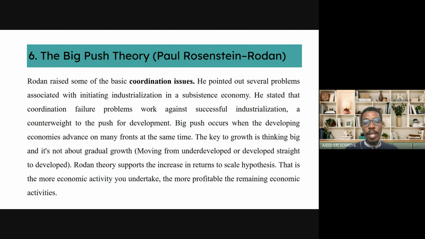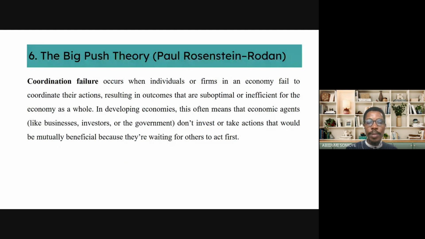Rodan's theory supports the increasing returns to scale hypothesis. That is, the more economic activity you undertake, the more profitable the remaining economic activities. What are coordination failures? Coordination failure occurs when individuals or firms in an economy fail to coordinate their actions, resulting in outcomes that are suboptimal or inefficient for the economy as a whole. In developing economies, this often means that economic agents like businesses, investors, or the government don't invest or take actions that will be mutually beneficial because they are waiting for others to act first.